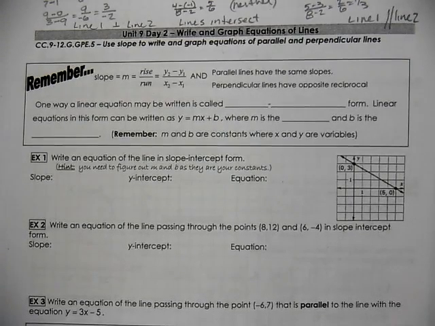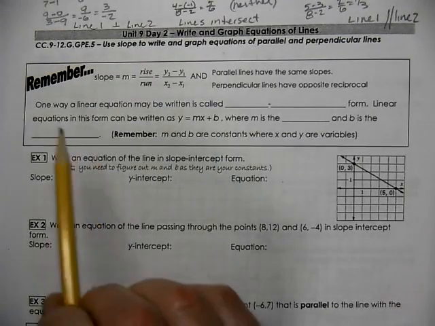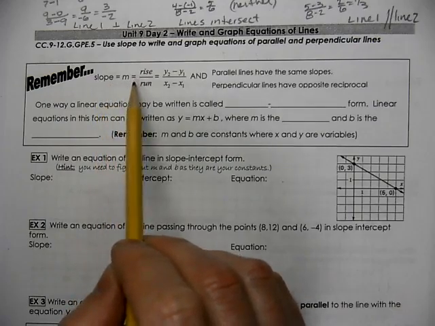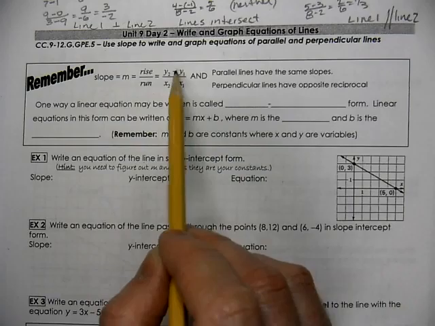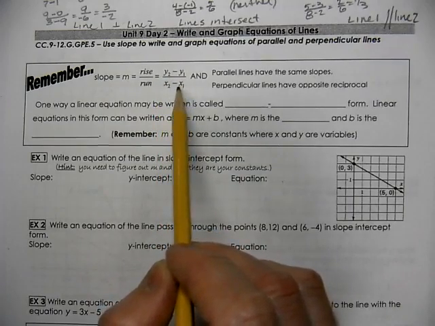This is Geometry, Unit 9, Day 2. We're going to write and graph equations of lines. From a previous lesson, we've talked about slope and how that's rise over run. There's a formula for slope: y2 minus y1 over x2 minus x1.